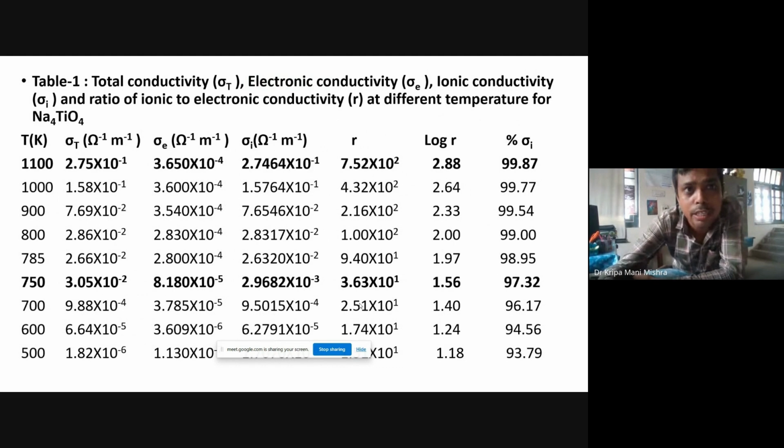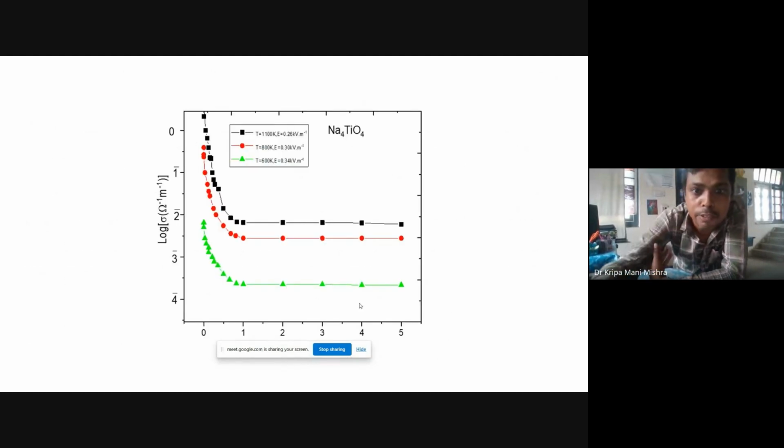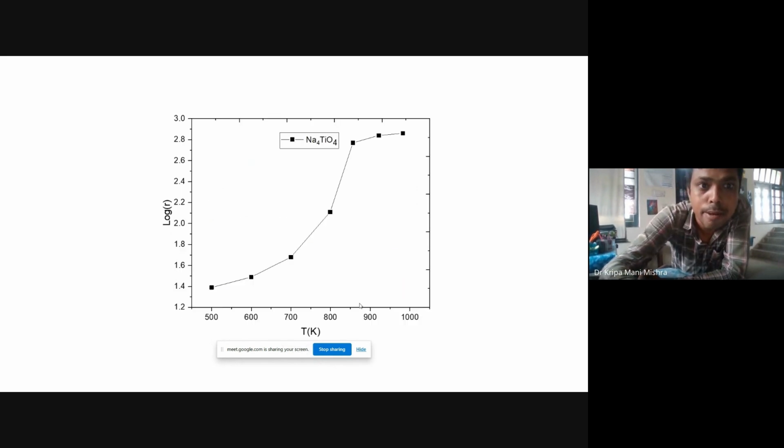This is the data for total electrical conductivity, ionic conductivity, and the ratio of ionic to electronic conductivity. Here is the log sigma versus temperature of Na4TiO4 at different temperatures, 600 Kelvin, 800 Kelvin, and 1100 Kelvin, and different energies. This is the ratio of ionic to electronic conductivity of Na4TiO4, log R versus temperature.